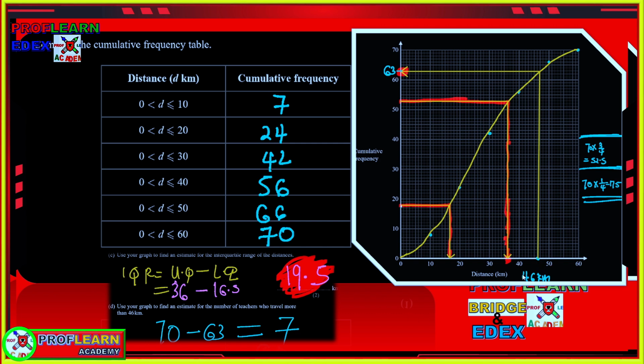Use your graph to find an estimate of the number of teachers who travel more than 46 kilometers. So we go here and check where we have 46 kilometers. Then you move up, you read the value here, which is 63, because these are the teachers up to 46 kilometers. Since we want to know those who travel more than that, it will be 70 minus the value that we have obtained, which means that it is going to be 7 teachers who travel that particular distance.